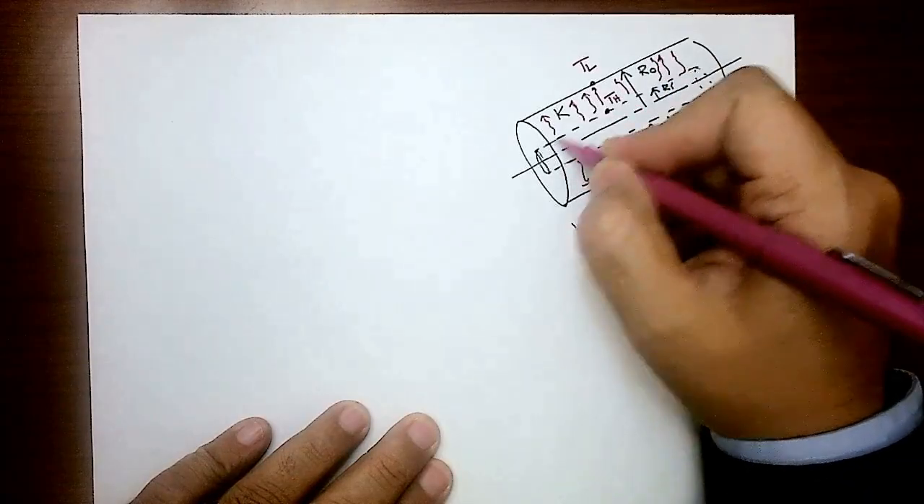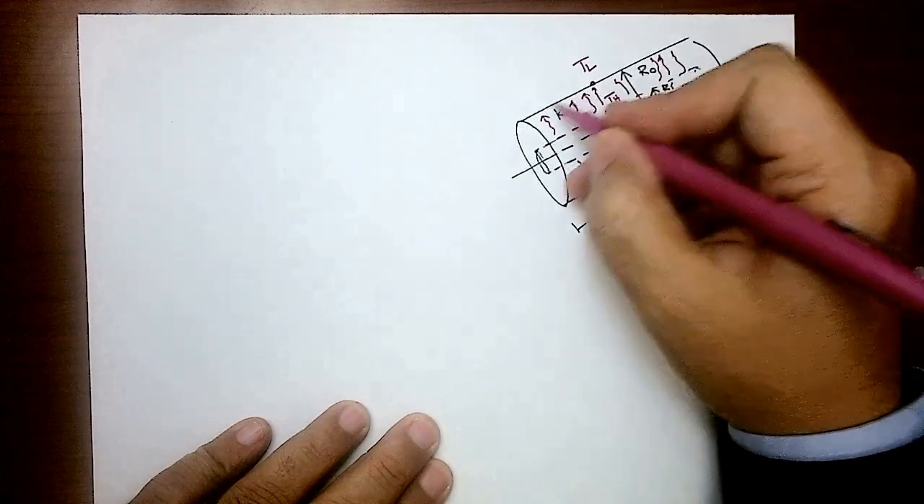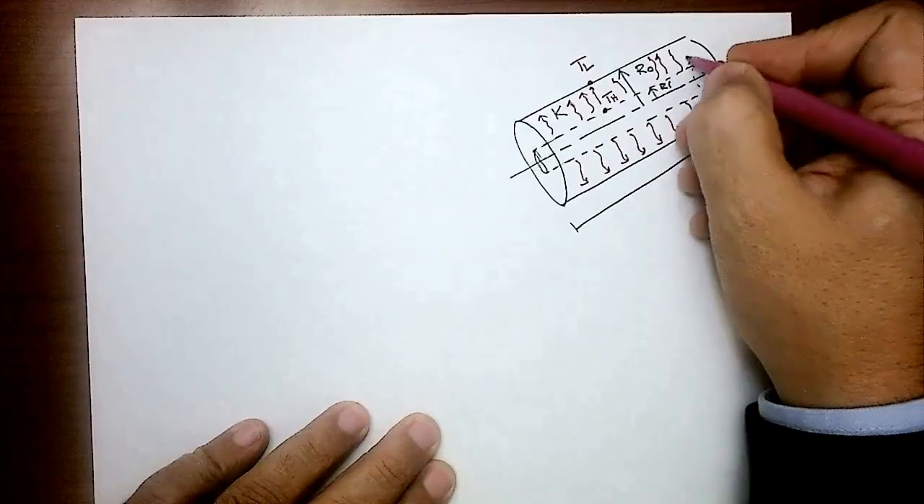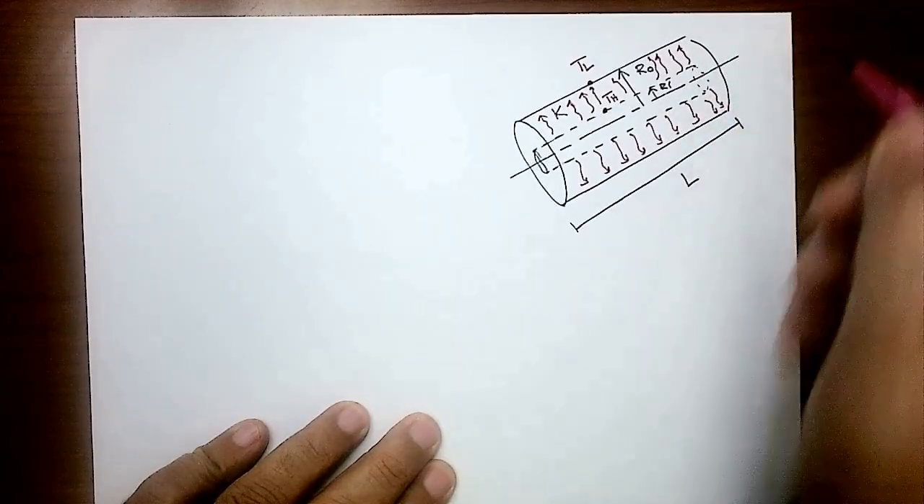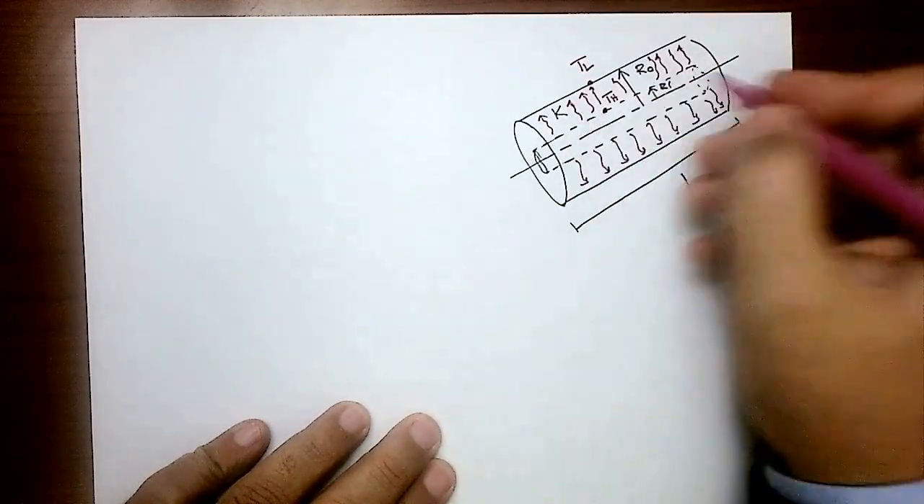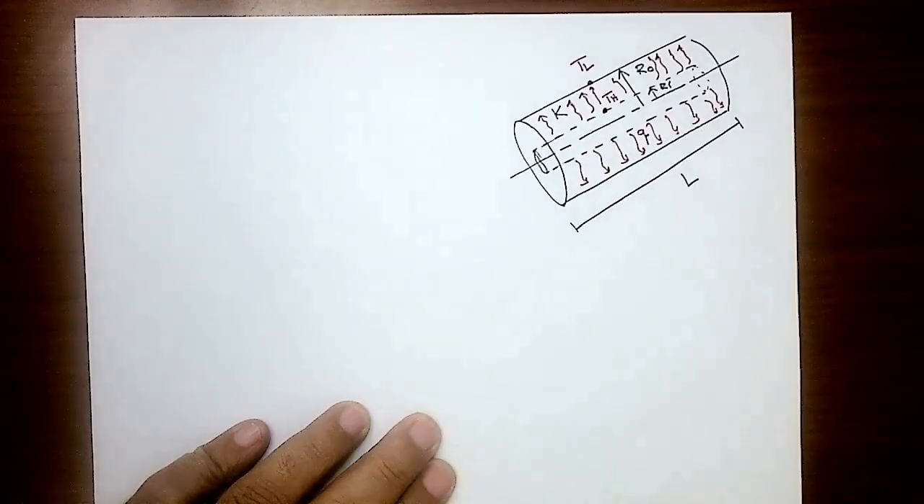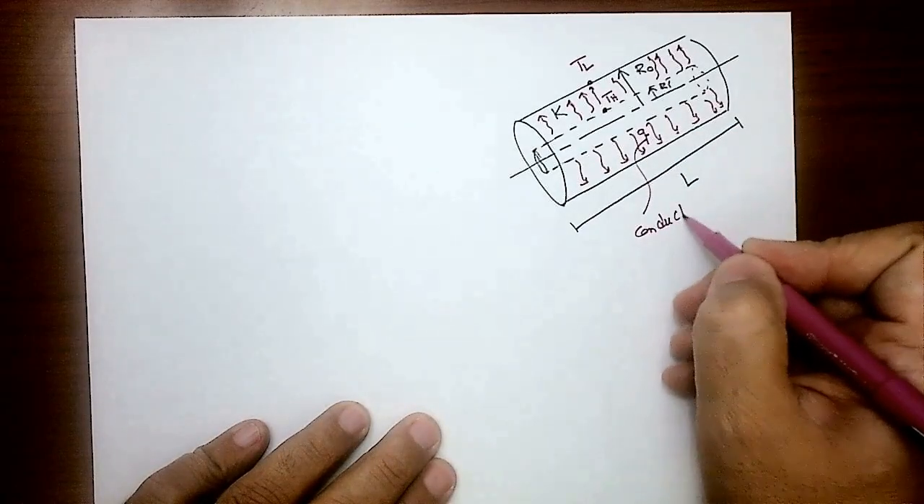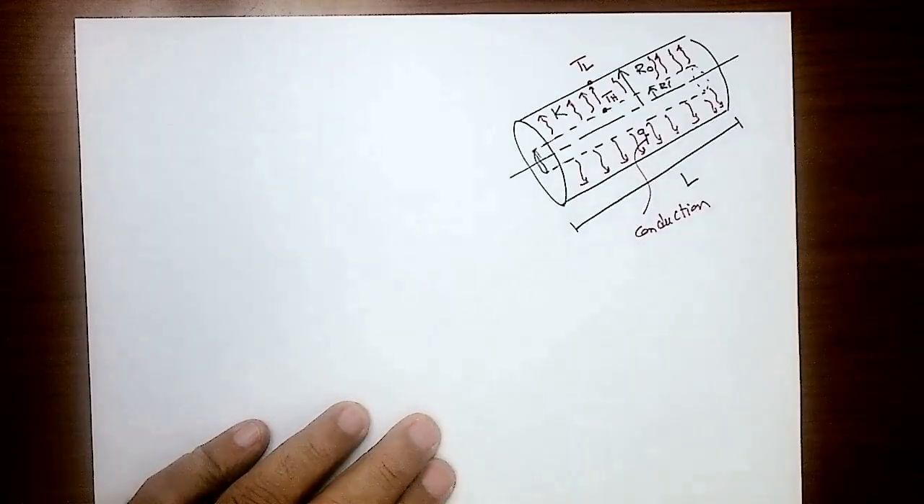Remember, we keep T_H for the whole inside phase. T_L is for the whole outside phase. So energy is going from each point inside to each point outside. And the total of that is Q. And this Q is going by conduction. Why? Because it's going through a solid material.